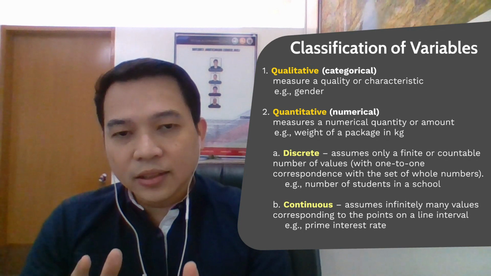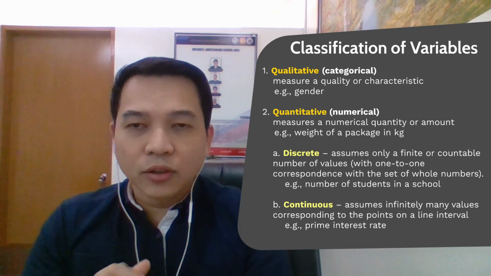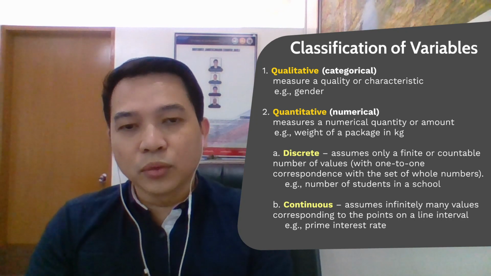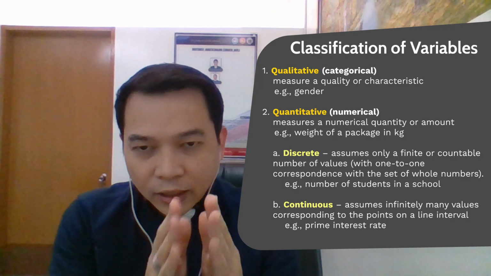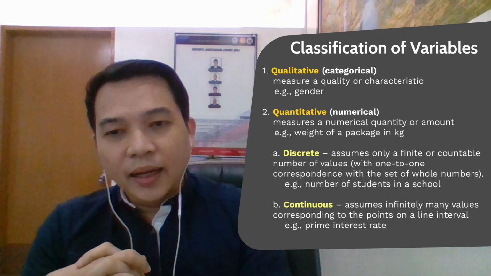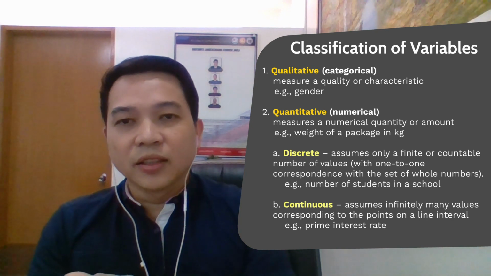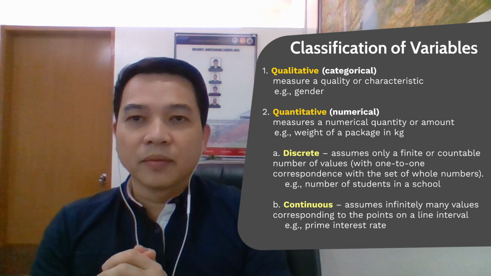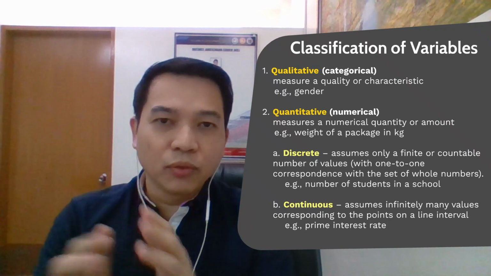So this could be subdivided into what we call discrete numerical or quantitative variables and continuous numerical variables. When you say discrete, we are pertaining to whole numbers. For example, the number of students in a school is very discrete. There's no such thing as three and a half students. Instead, we have three or four.